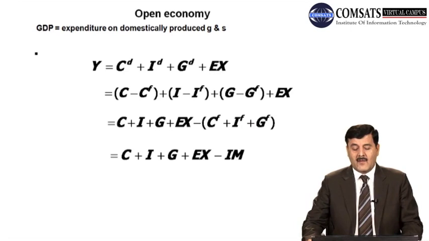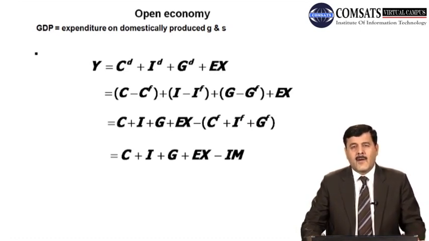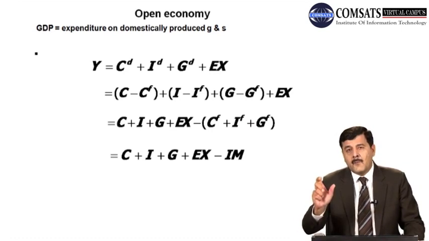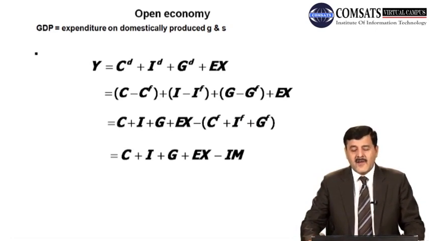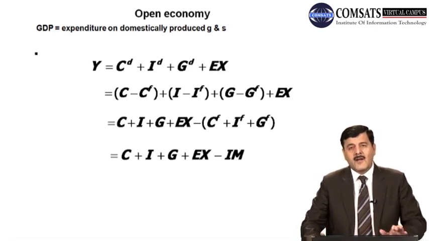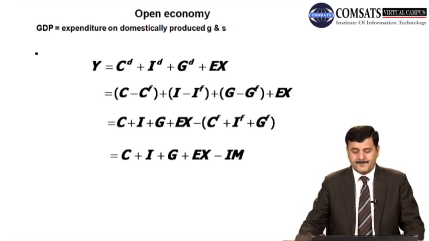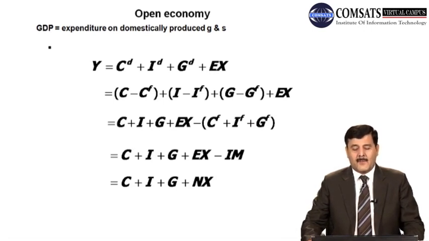So we get C plus I plus G plus EX minus, this will become, whatever consumption on foreign goods, government spending on foreign goods and investment on foreign goods, that component is basically known as the imports of a domestic country, right? So this whole component CF plus IF plus GF becomes imports, right? So we can write the above equation as C plus I plus G plus EX, and as I said, CF plus IF plus GF is the imports of the country, so here minus IM will come, right? So this will give us the identity C plus I plus G plus NX.